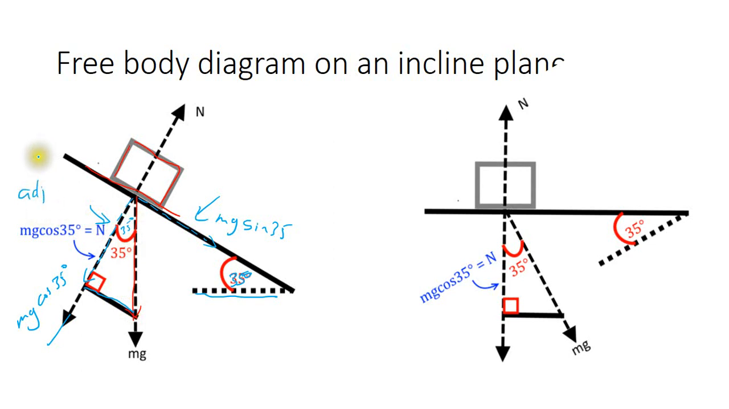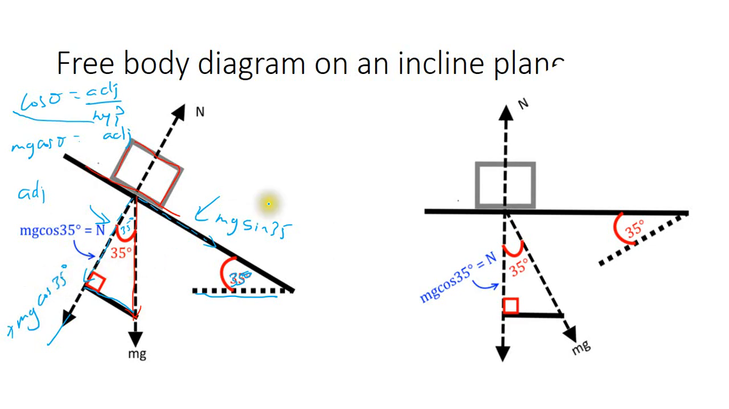And if we want to find what the adjacent is equal to, the only trig ratio that we can use is cosine theta is equal to adjacent upon the hypotenuse. And we will take the hypotenuse and multiply it by cos theta. In this case, our hypotenuse is mg. So mg cos theta is equal to the adjacent, and that's how we were able to rewrite this to say mg is equal to cos 35.